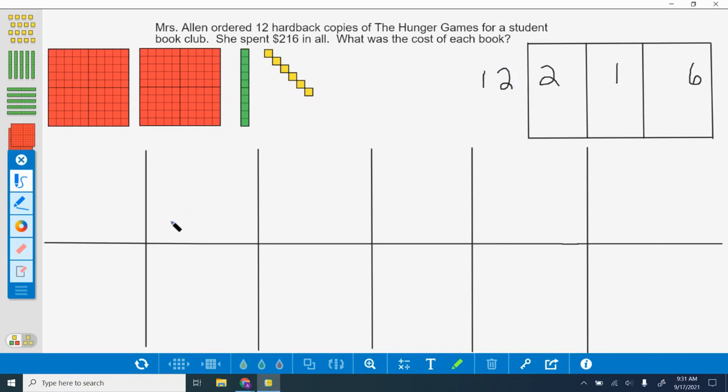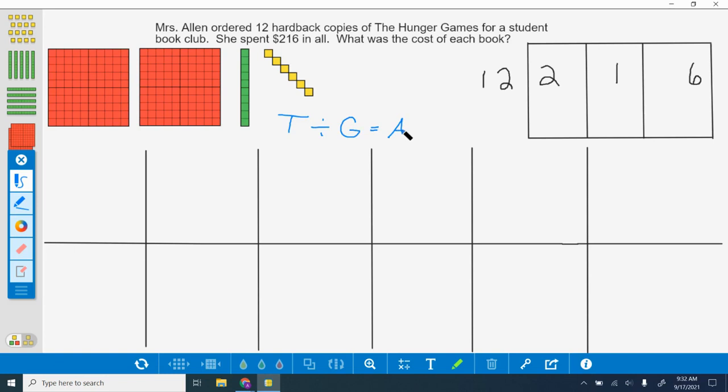So we have 12 groups, and let's take a look. We've got some space for our groups down here. 1, 2, 3, 4, 5, 6, 7, 8, 9, 10, 11, 12. There's our 12 groups. So we're looking for the amount in each group. And you may have seen your teachers write an equation like this. The total divided by the groups will give us the amount in each group.